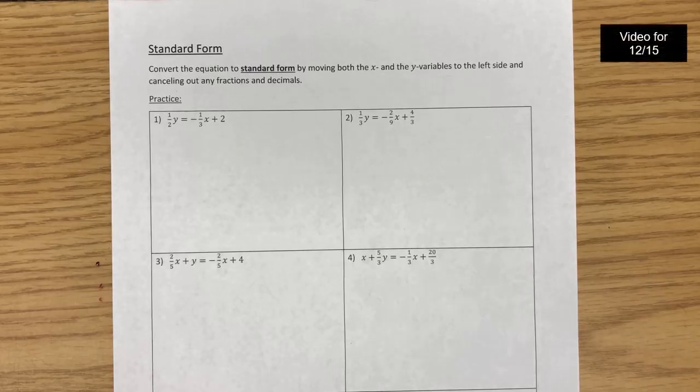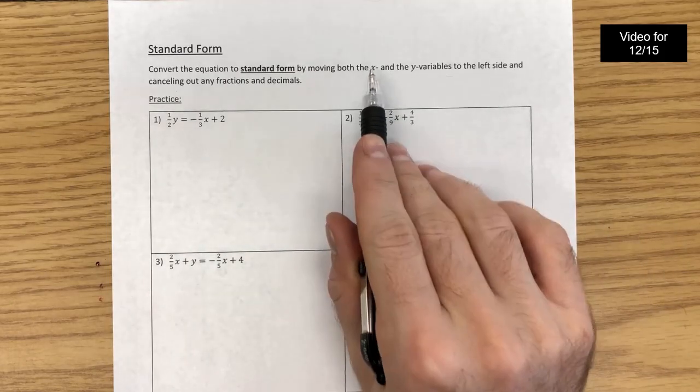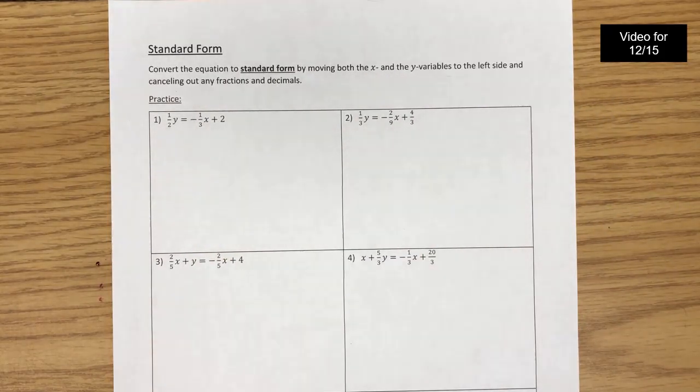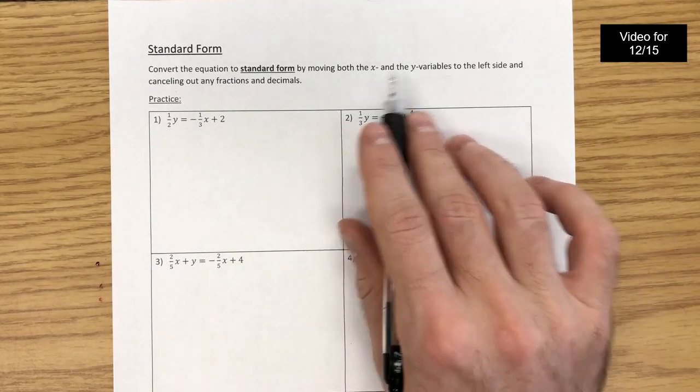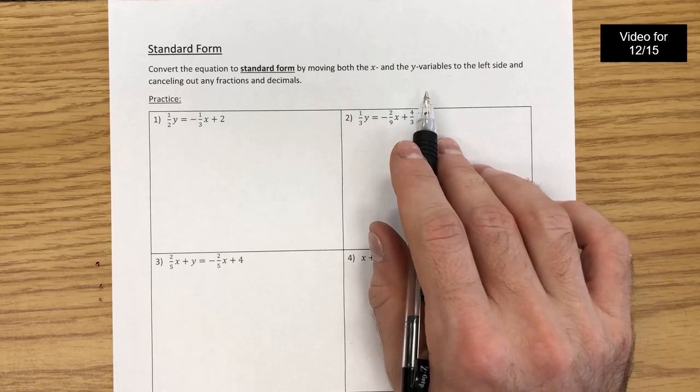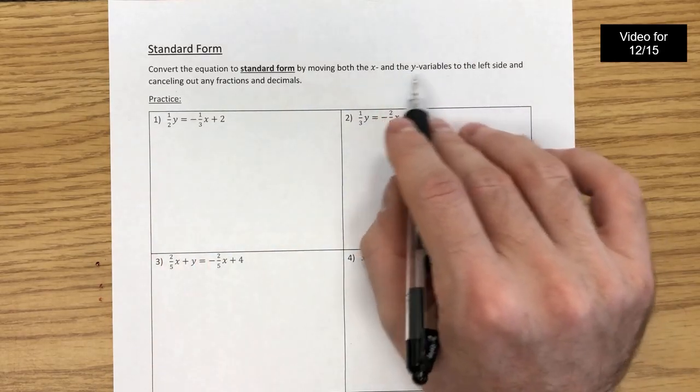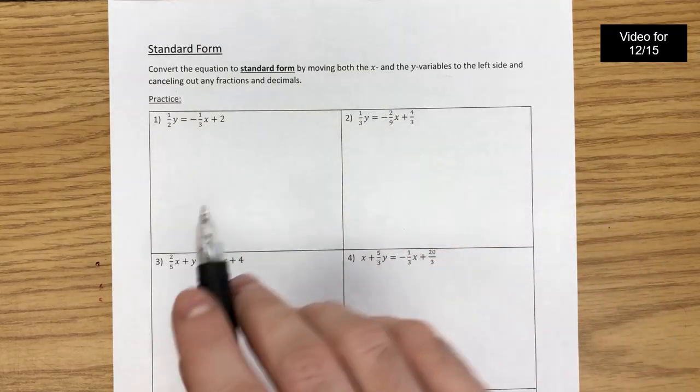So today we're going to be working on converting equations to standard form. And what does standard form mean? Well, that means that both the x and the y variables are on the left side, canceling out any fractions and/or decimals. Now, an additional aspect of standard form is typically that the x and the y variables are considered positive, or that it's an ax plus by, meaning we may need to manipulate the y's.